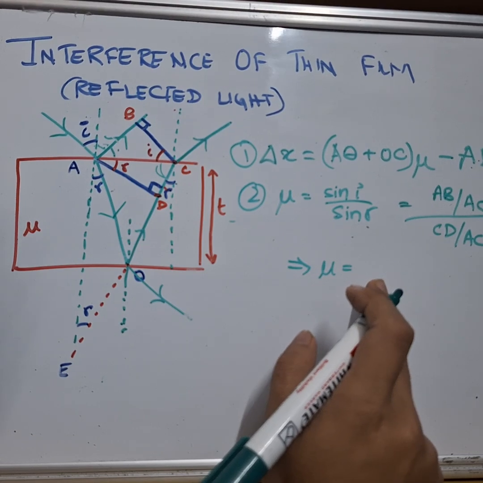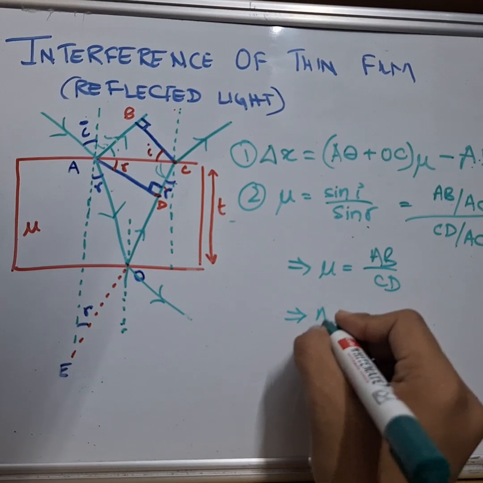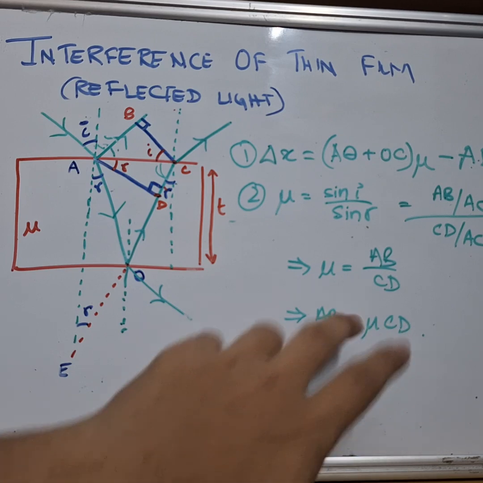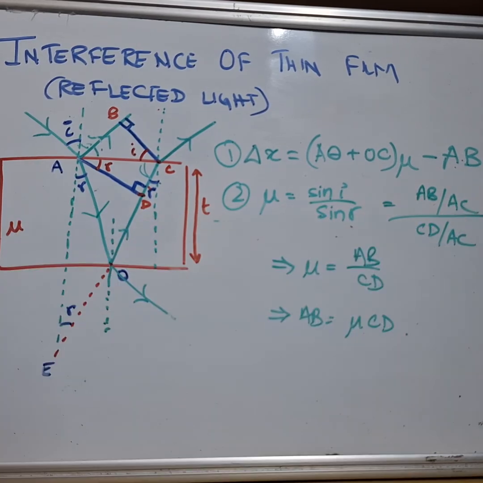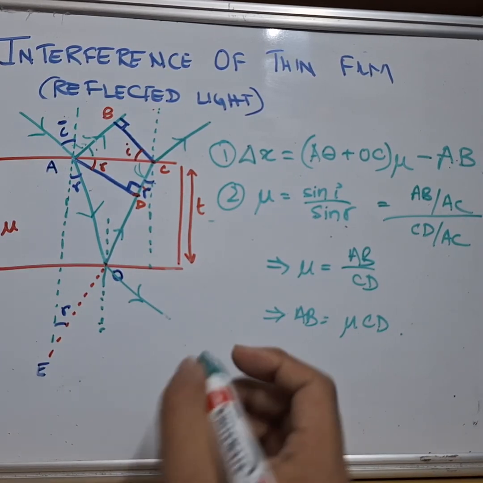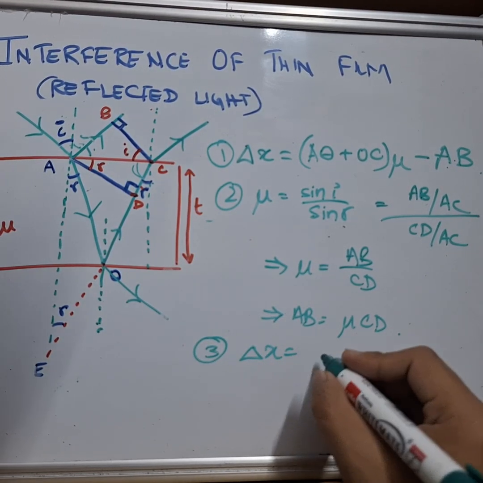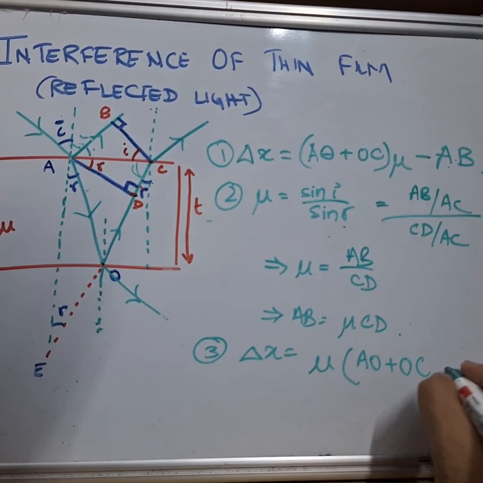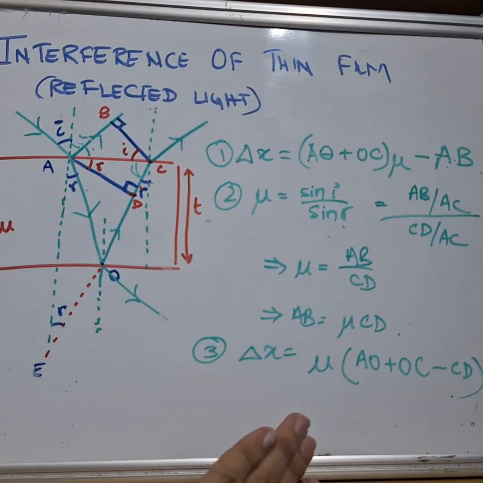From here we can see that mu equals AB by CD. That is, AB equals mu into CD. Now if it's mu into CD, we can also put this AB out here in this equation. I'll just write it down here first. So del x becomes, taking mu common, AO plus OC minus CD, because we substitute mu CD here and we take mu in common.